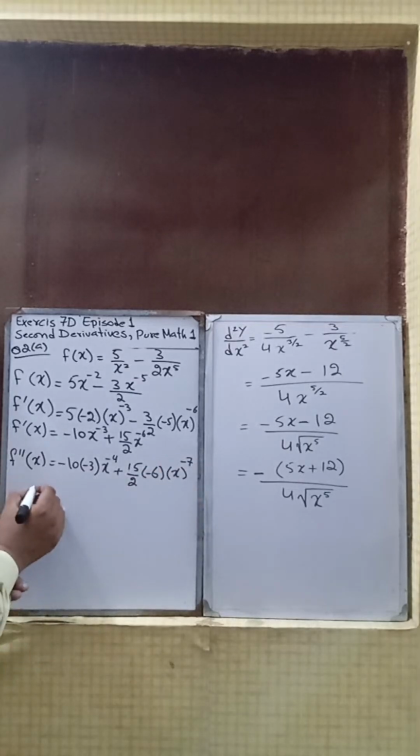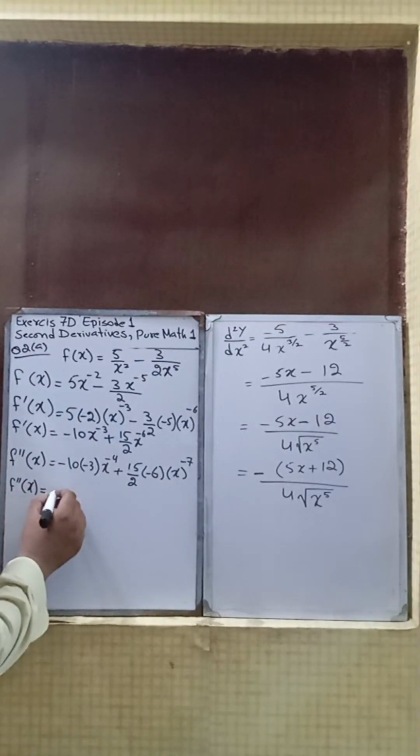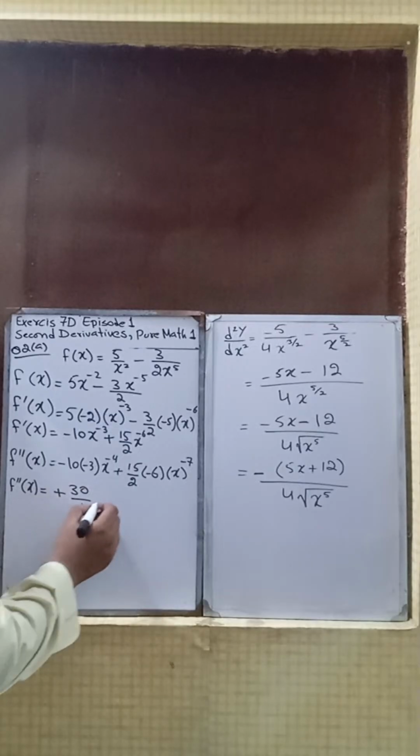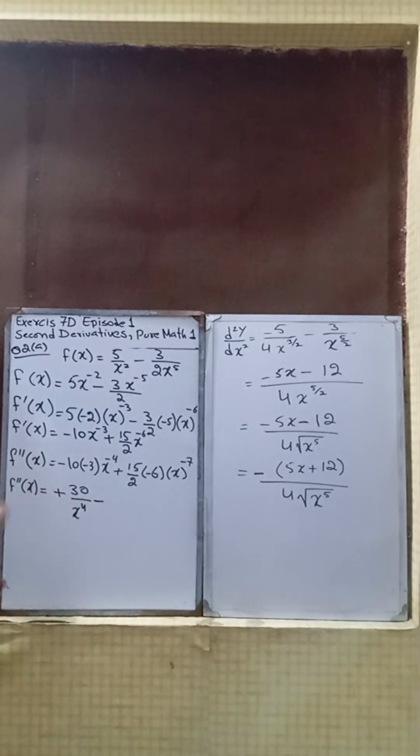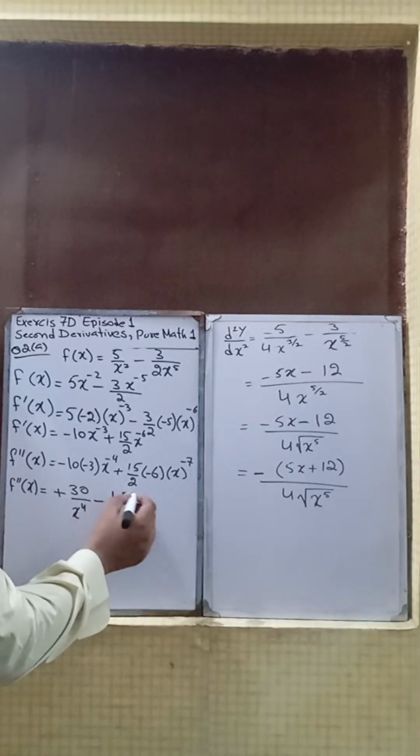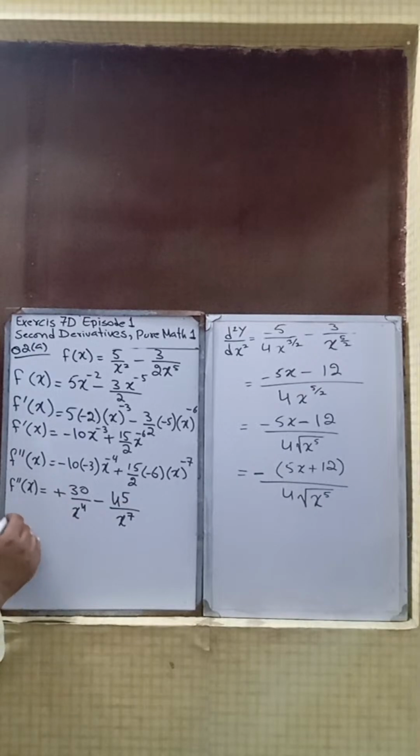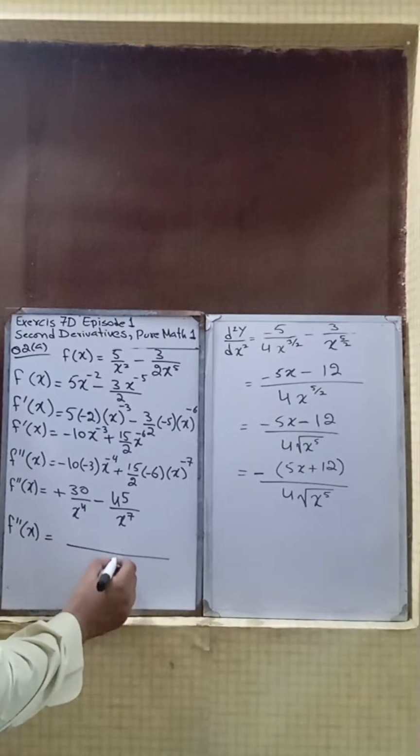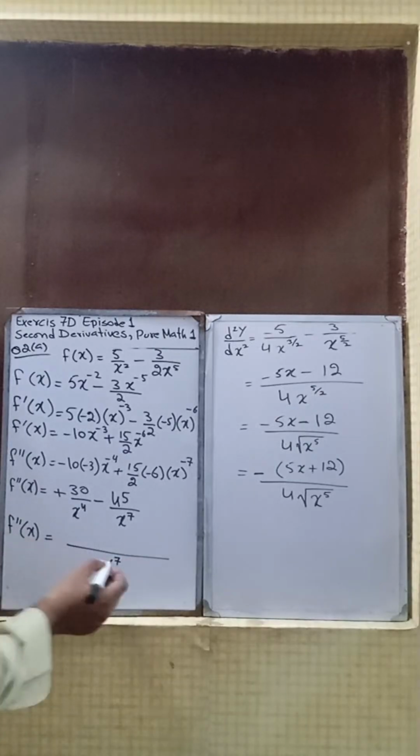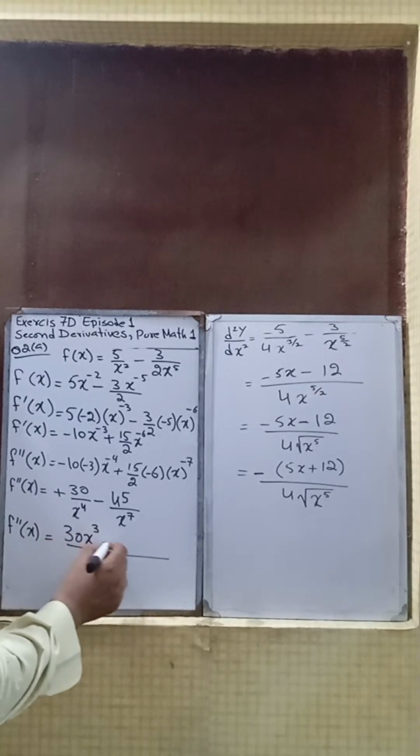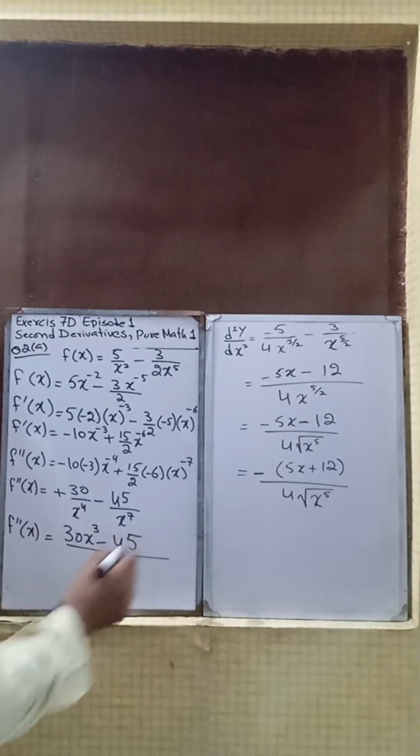Okay. So this will become equals to plus 30, bring it downstairs, x raised to power 4. This becomes minus 45, and the x will come downstairs, it becomes 7. So the second derivative, I will simplify it further. So this becomes x raised to power, LCM is x raised to power 7, x raised to power 3, so this will become 30 x raised to power 3 minus 45.